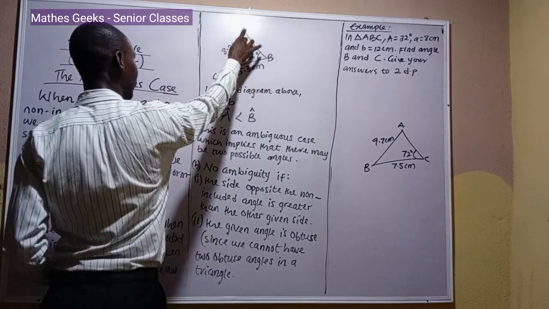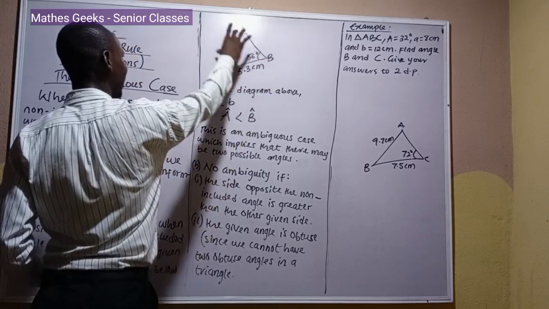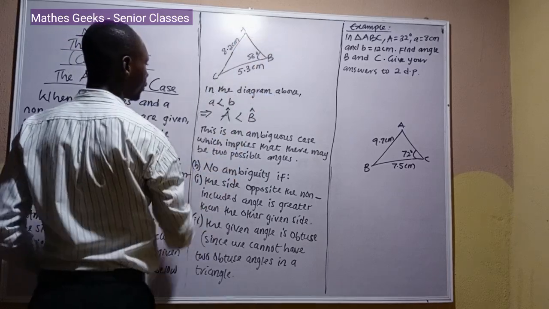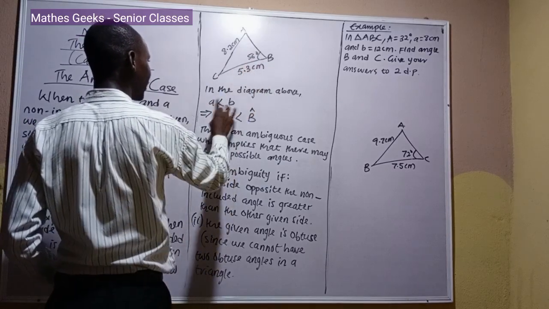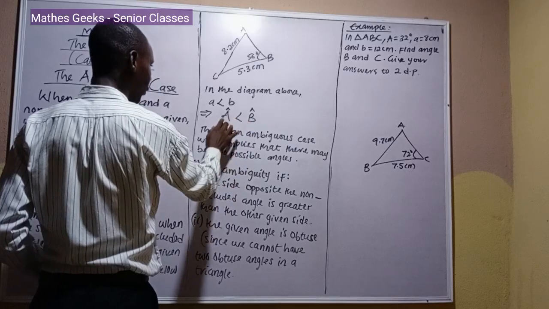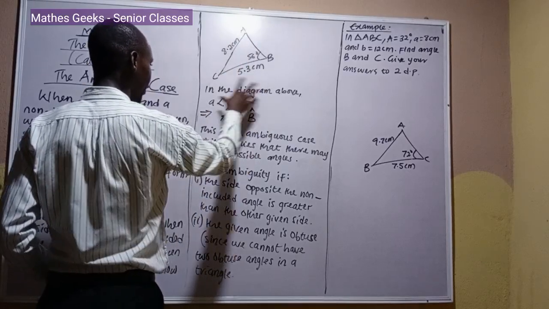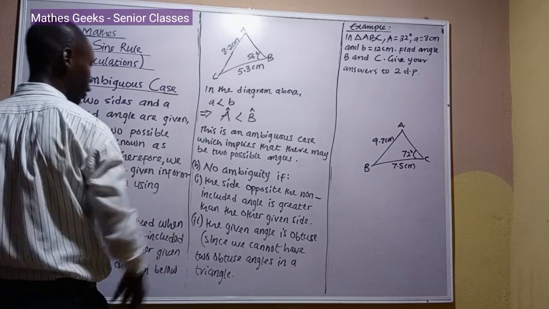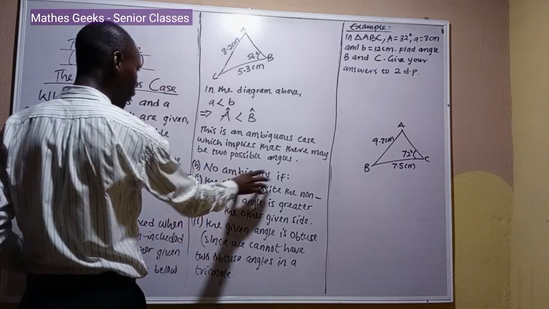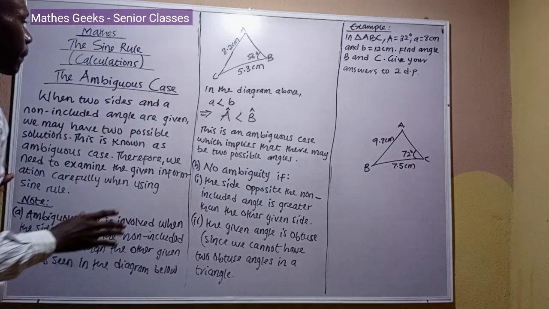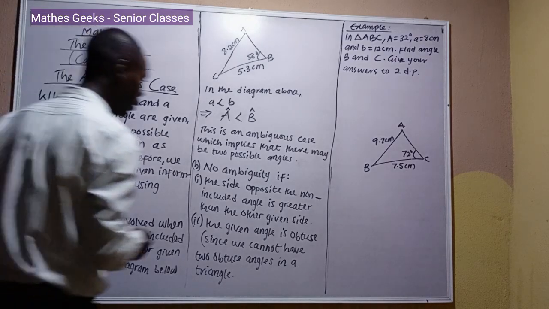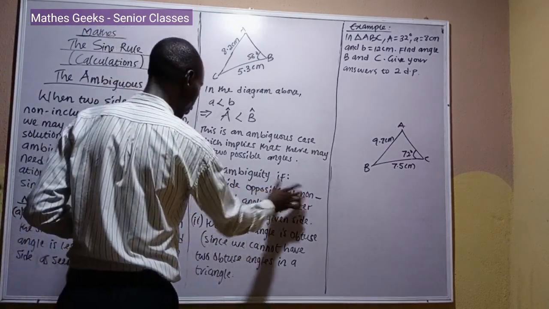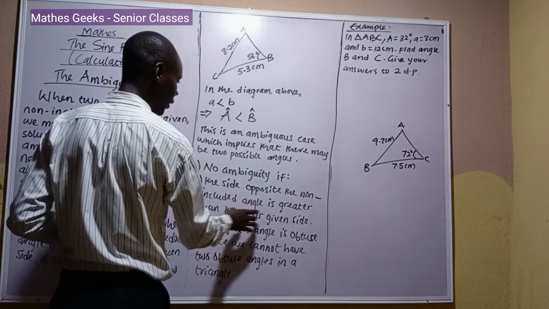Always take note of the side that doesn't have the included angle: if it's less than the other given side. So in the diagram above, A is less than B, and that also means that angle A is less than angle B. So this is an ambiguous case. Then for the other, no ambiguity. The only time that we may not have two possible solutions is if the side opposite the non-included angle is greater than the given side.